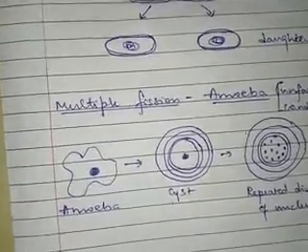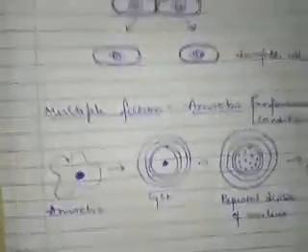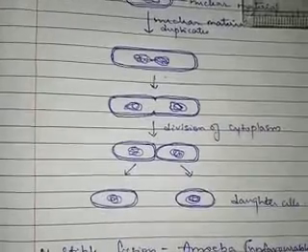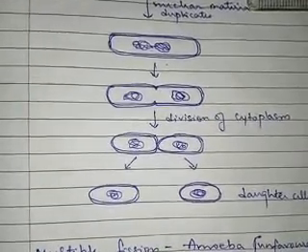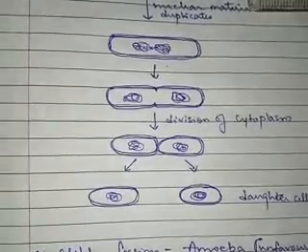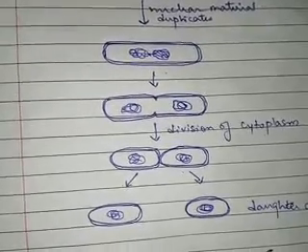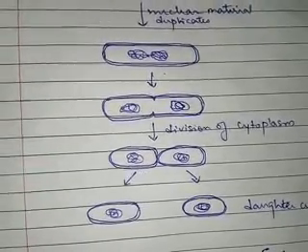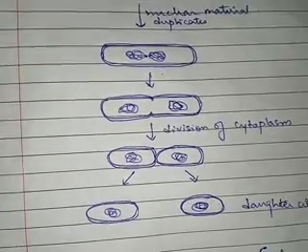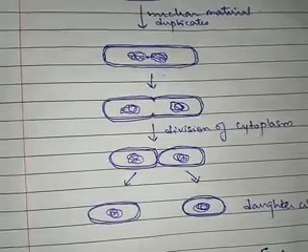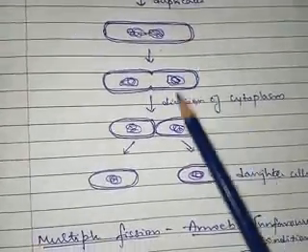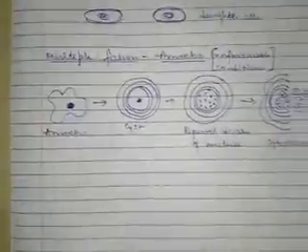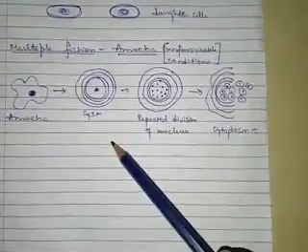Coming to the amoeba, amoeba also shows the binary fission method. Amoeba reproduces by binary fission under favorable conditions, when the conditions are good for the cell. First the nucleus will divide and become two in number, and then the cytoplasm will divide, forming two cells, as happened in the bacteria. Next we go to multiple fission.